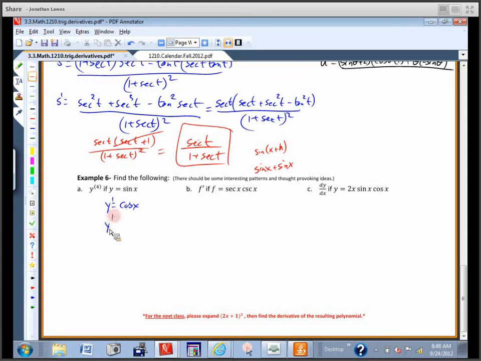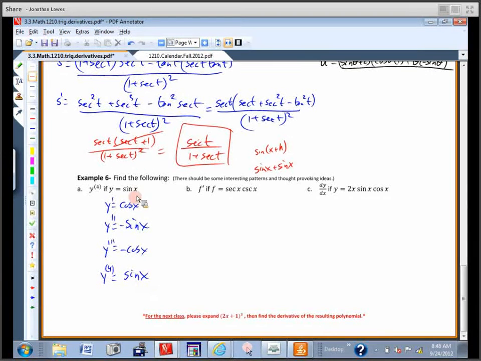Cosine of x. Second derivative, negative sine of x. Third order derivative, or we do use triple primes. Derivative of this would be negative cosine of x. And what is the fourth order derivative? We're back to, well, the derivative of cosine is negative sine. So if there's already a negative out in front there, we get sine of x.